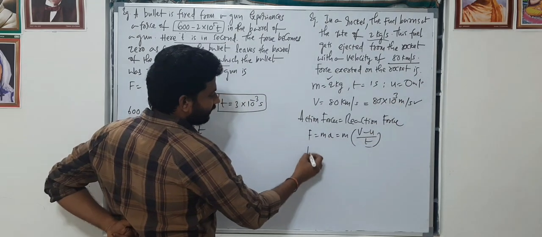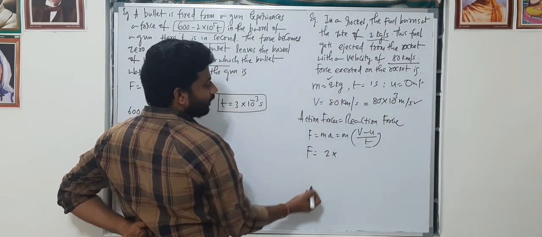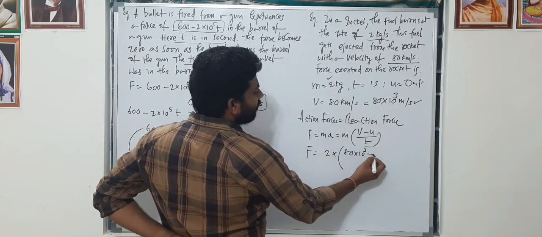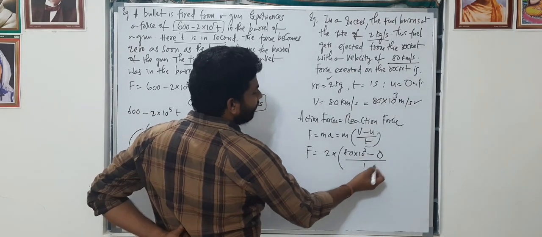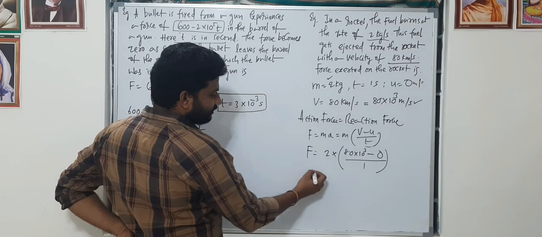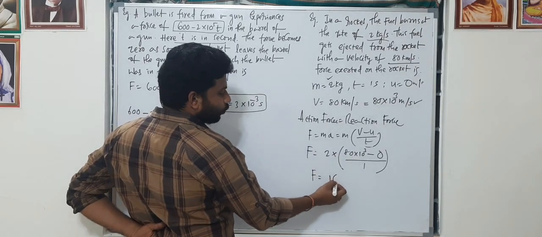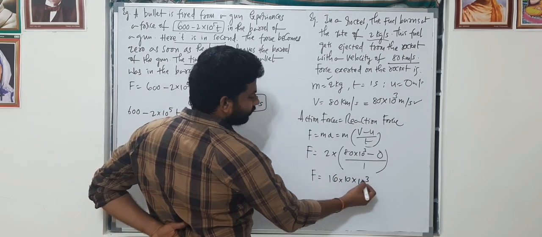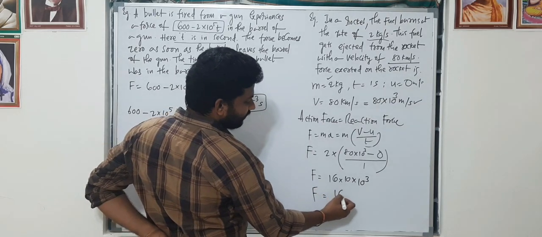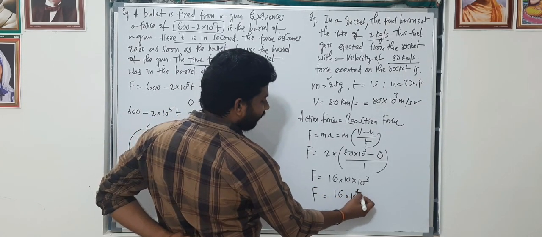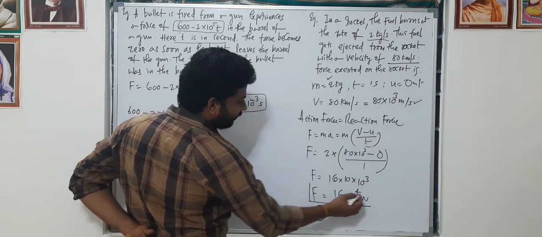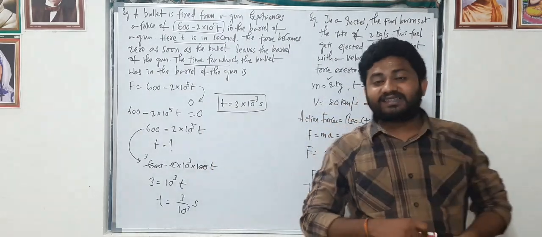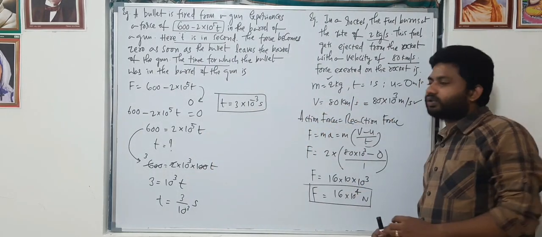Just substitute everything. F is equal to mass, 2 kg, into final velocity, 80 into 10 raised to 3, minus initial velocity 0, divided by time. Time is 1 second here. So F is equal to 2 into 80, it's 160 or 16 into 10, into 10 raised to 3. So the total I can write is 16 into 10 raised to 4 Newton, as our aim is to find a force. We have F is equal to 16 into 10 raised to 4 newtons.